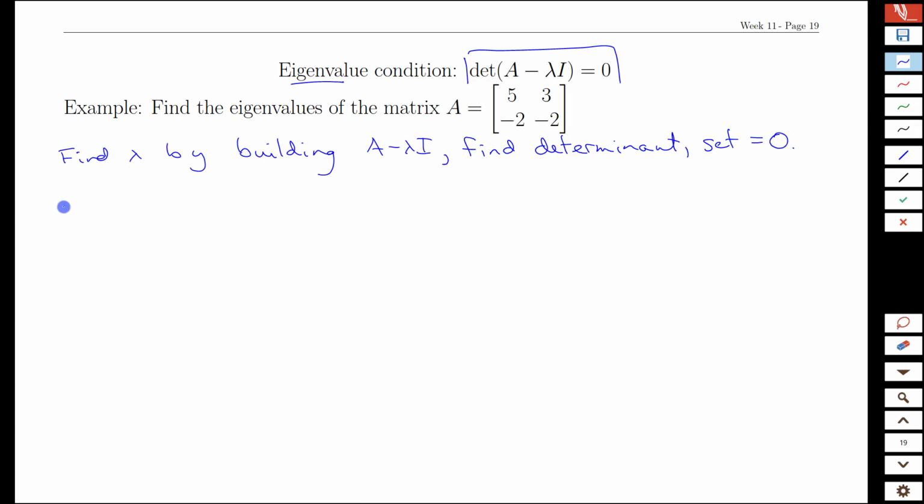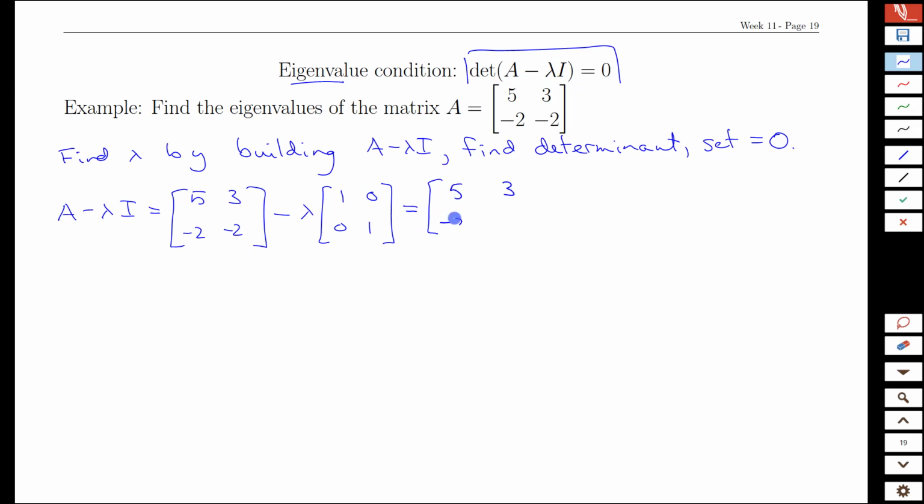All right, let's start with A minus lambda I. What does that look like? Well, the A matrix is easy. That's exactly the matrix we were given, 5, 3, -2, -2. Then minus lambda times the 2 by 2 identity matrix, like that. And what you see happens here, we can multiply that in. For the first time, we'll do this in gory detail. 5, 3, -2, -2, minus lambda, 0, 0, lambda.